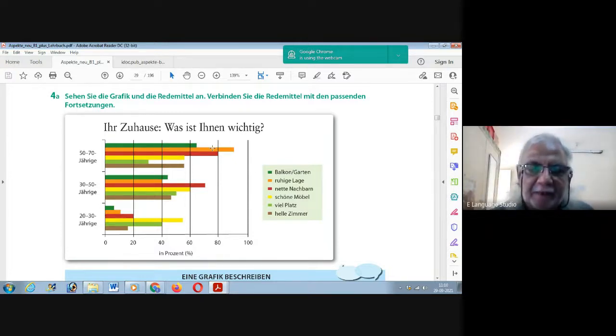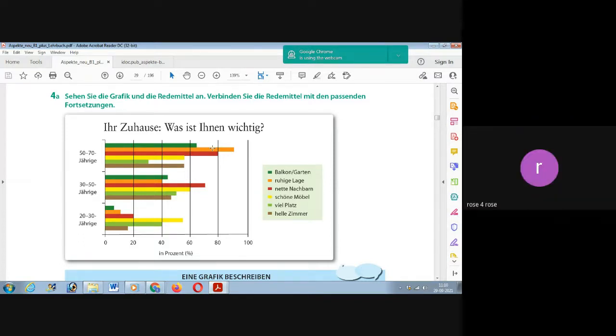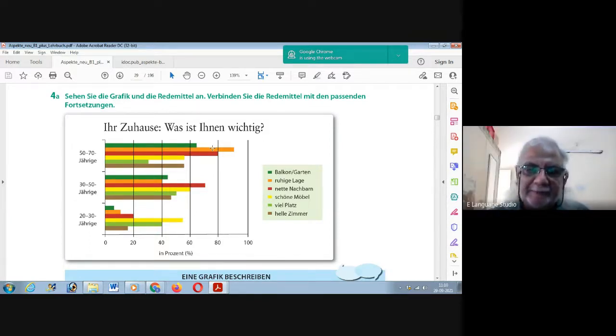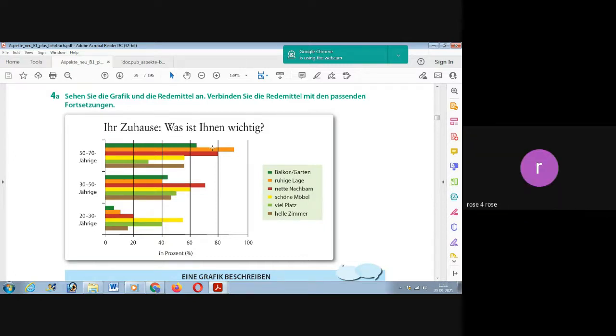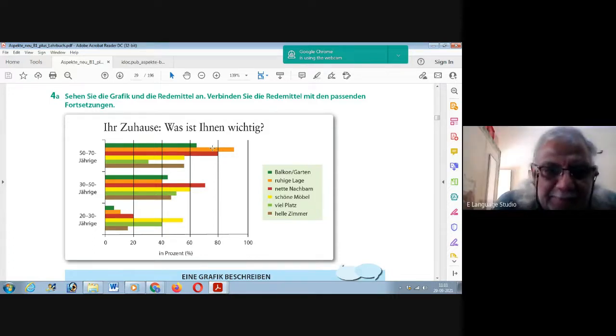If we get a graphic like this in the exam, can you describe this graphic? Would you be able to describe this picture, this chart, this bar chart? If you were to be given this kind of graphic, would you be able to describe this?